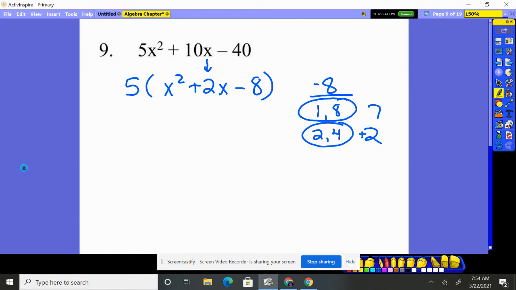So we're going to use the 2 and 4. Since it's a positive 2, that means the positive will go on the 4, the negative on the 2. Whatever symbol I want, it must go on the bigger number because I need more of those. So I need to gain 4 more than I lost. So this breaks to a 5 times x minus 2 times x plus 4.